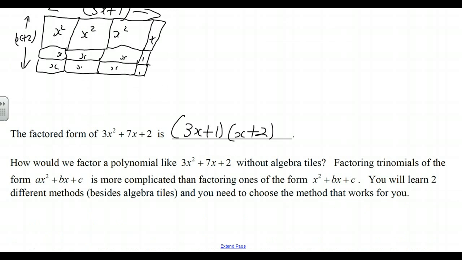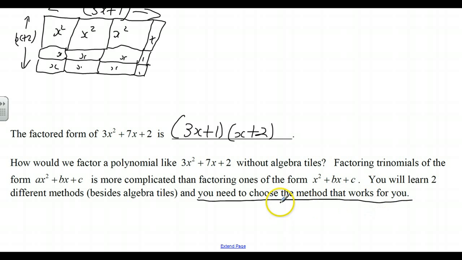Now, we don't always have a set of tiles with us. We are going to get much more complicated trinomials, so we have to do this without algebra tiles. And it's a little more complicated than factoring ones of the form x squared plus bx plus c. You're going to learn two different methods, one good, one bad. No, not that. Okay, just my judgment. There's one I like and one I don't, but you need to choose the method that works for you. Okay, that is the key.